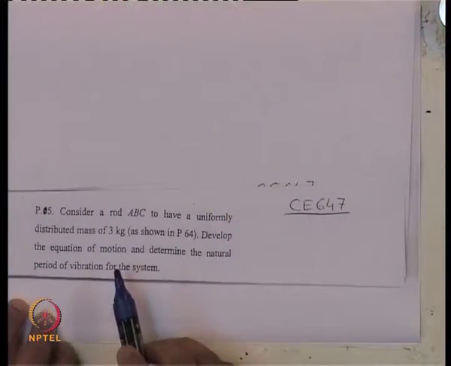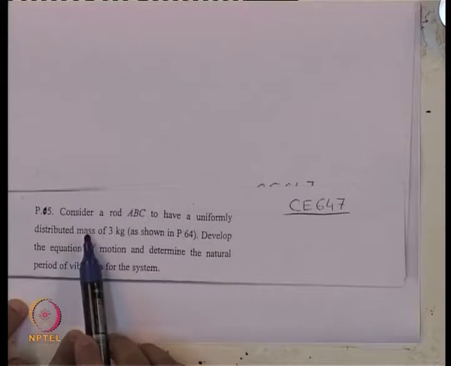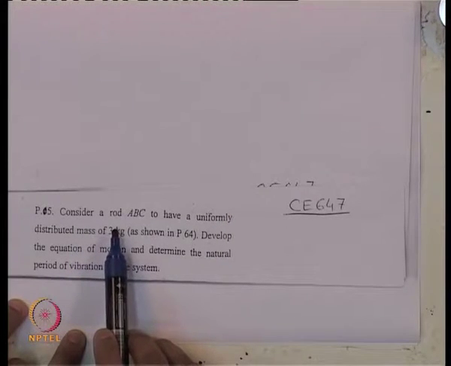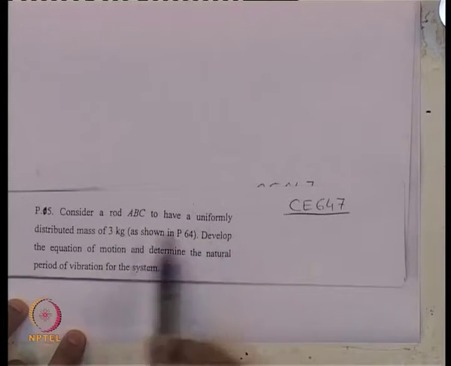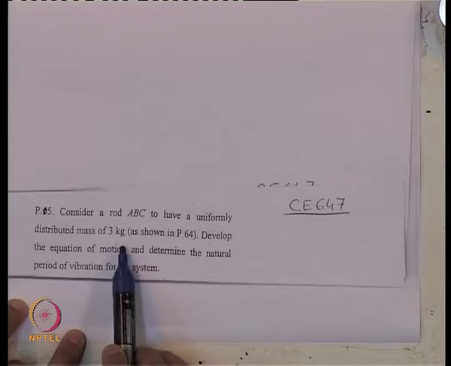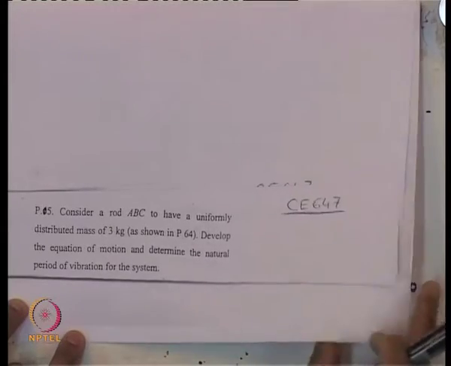Now, let us move to the next problem, problem number 5. What does it say? It is a continuation of the previous problem. Now, it says the same system. Let us consider the rod ABC is having a uniformly distributed mass of 3 kg. Develop the equation of motion and determine the natural period of vibration for the system.